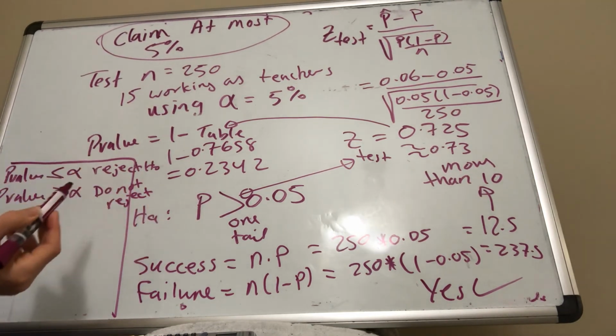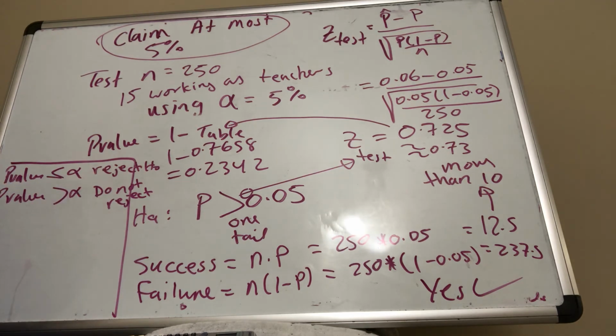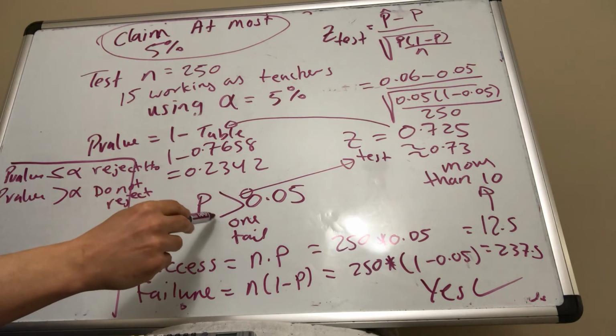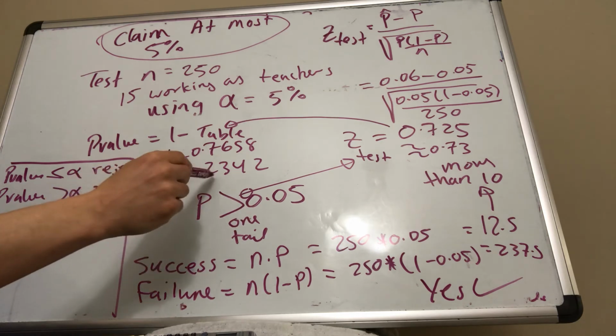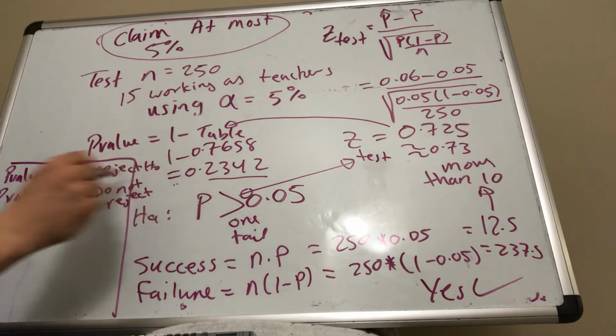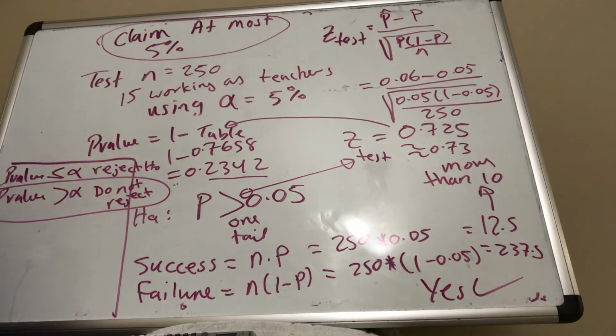In terms of supporting, basically now you're trying to see if you're supporting or not at the 5% level of significance. Now your p-value is 23%. Alpha is 5%. P-value is more than alpha. So you don't reject. The answer is no. We don't support the claim.